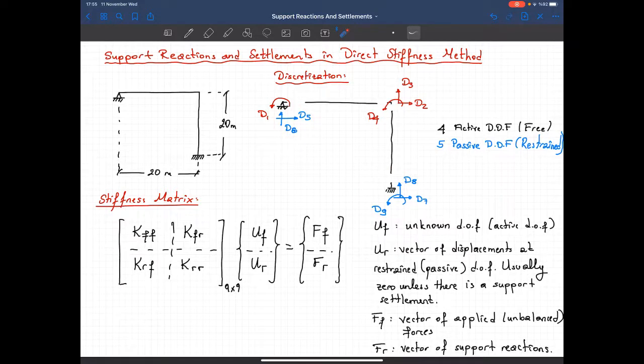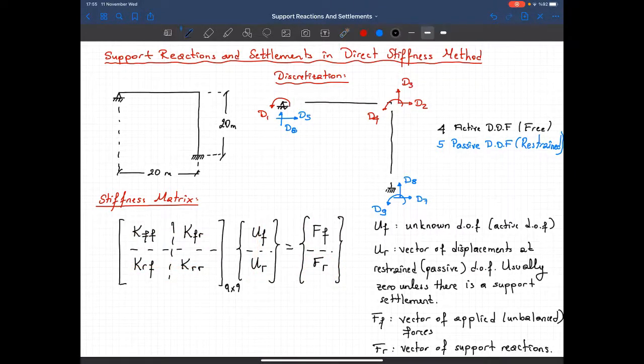So this way the stiffness matrix has the following form. Here are the stiffness coefficients that we usually use, and these are the stiffness coefficients that belong to the support conditions, and these two matrices represent the coupling in between. So let's do this. Now I have this partitioned matrix. Let's multiply this one with this one. That should give me FF. This one multiplied by this should give me FR.